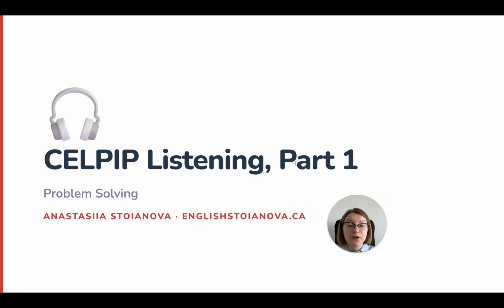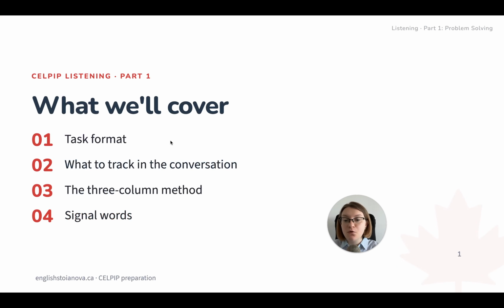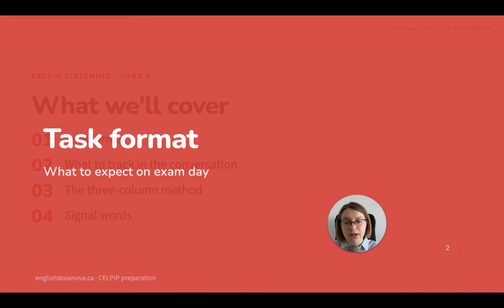Today's lesson is going to be about Part 1, CELPIP Listening. So that's how your official CELPIP test starts. Before we jump into the practice on the platform, I invite you to talk about the task format and some strategies. We'll talk about what to track when you listen, because while you listen, you have to take notes, because the questions come after the audio, so that's very important. I'll talk about the 3-column method and also some signal words that can help us understand what's going on in the listening and what to pay attention to.